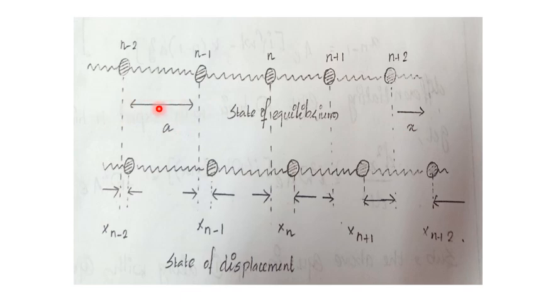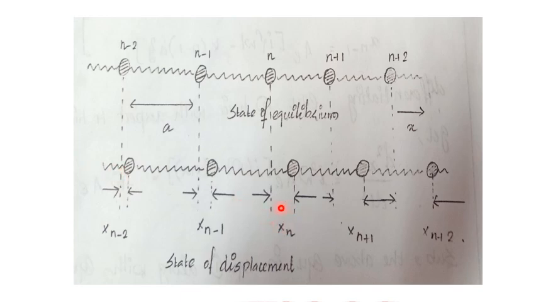So this is the x direction, and A is the amplitude change. Now when the displacement takes place in every atom due to the vibration, this is the nth atom position. When it vibrates, it goes in this direction. This is the n plus 1th atom position. When it vibrates, it moves to this position. This is the n plus 2 position. When it vibrates, it moves in this direction. Similarly for n minus 1, n minus 2, etc.